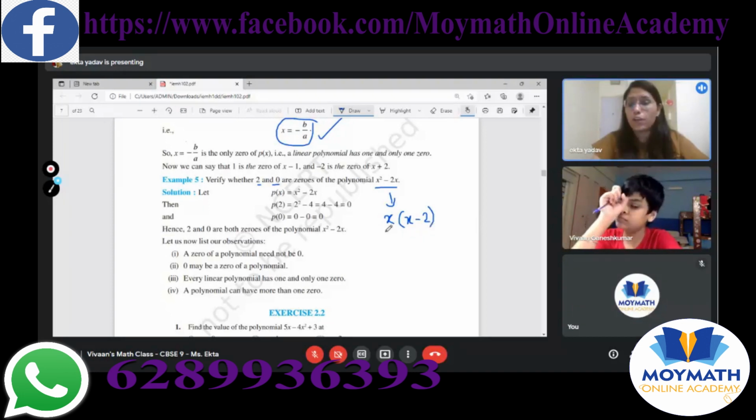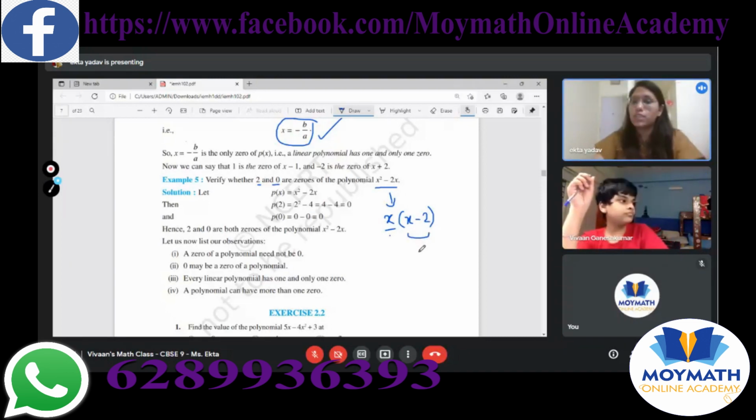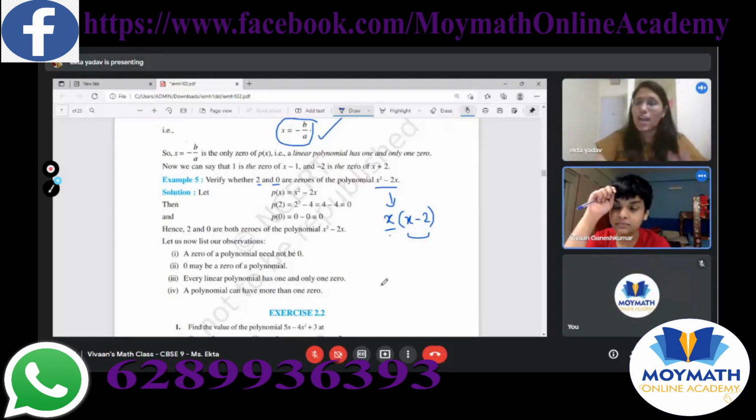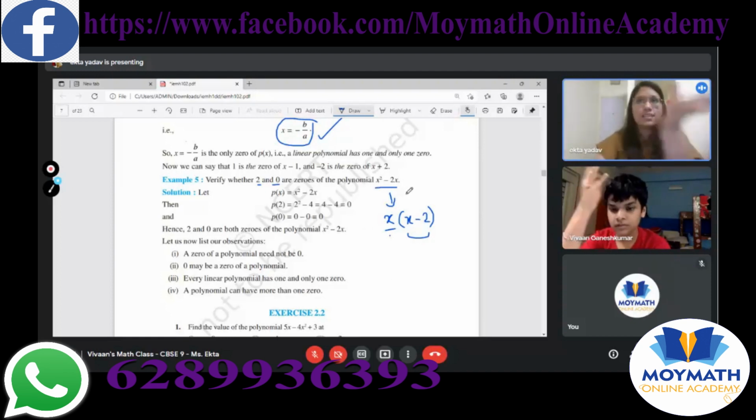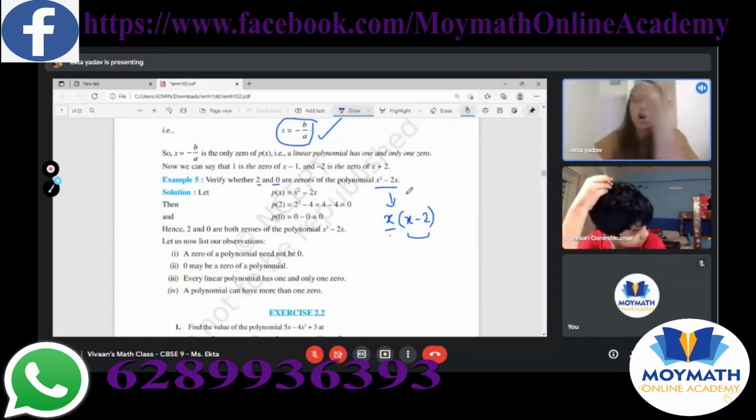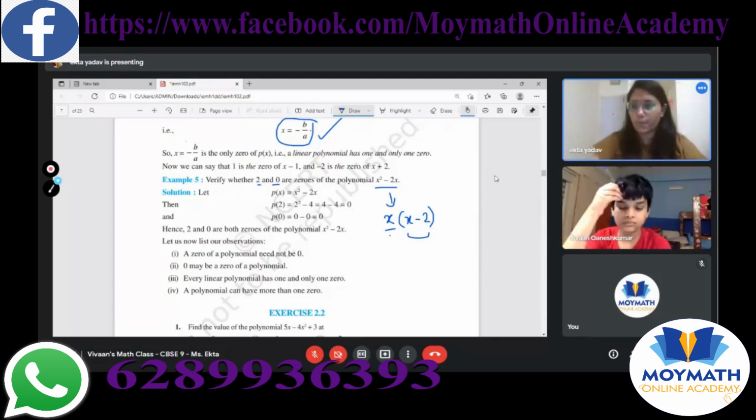If we put 0, my polynomial is 0 because x becomes 0. Right? If I'm putting 2, this part will become 0. So these both are 0. So try to simplify your polynomial if they are in such a way, only in x terms, or you can take common and then clearly check it out.